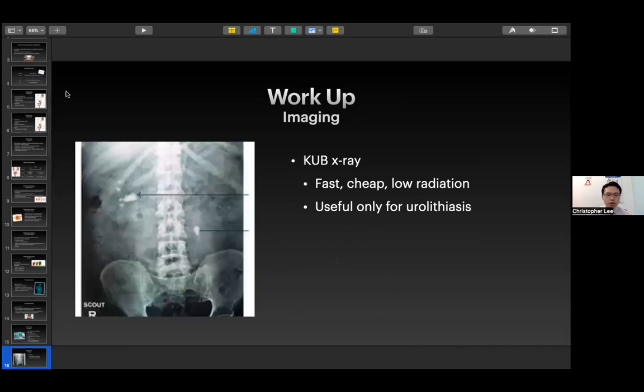Okay, so we move on from the laboratory tests to imaging. The most simple imaging is a KUB X-ray. It's fast, cheap, low radiation, but unfortunately, it's only useful in the case of urolithiasis.